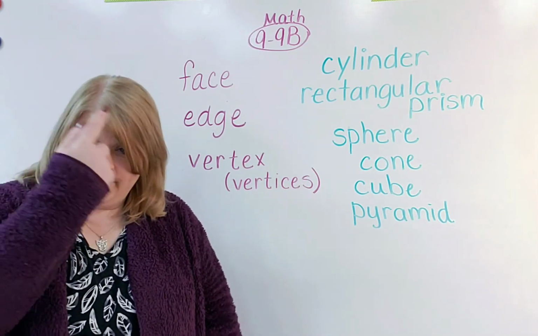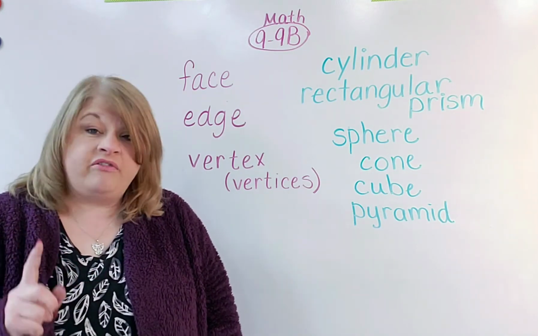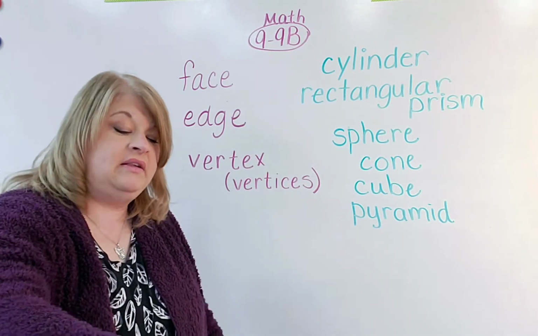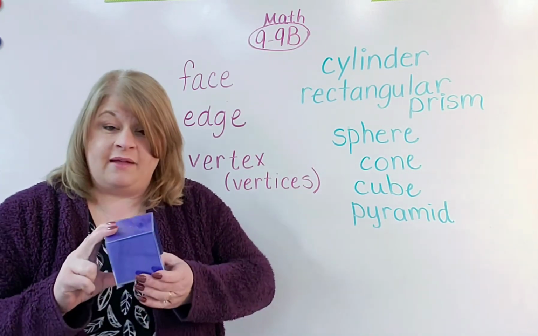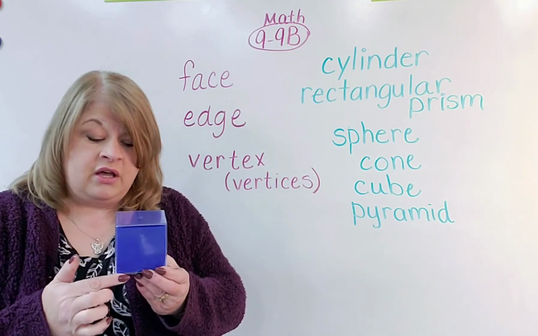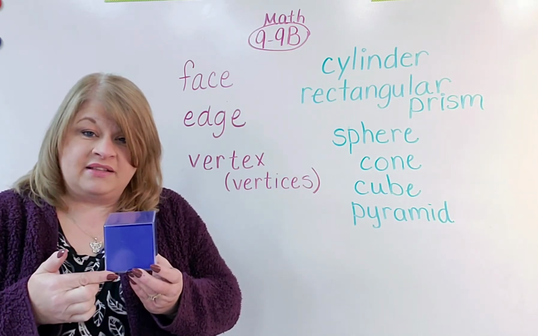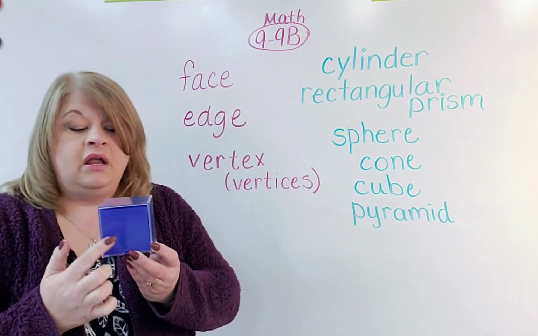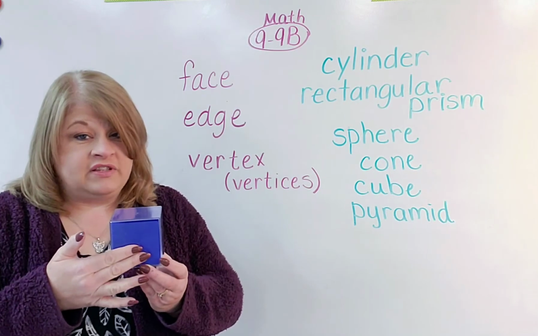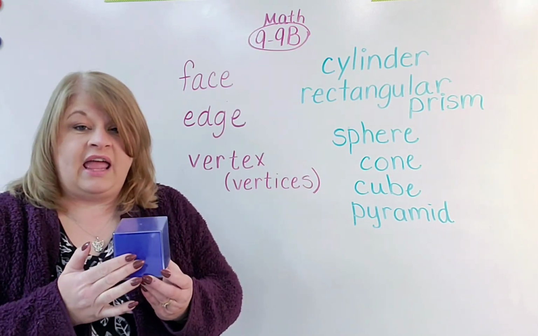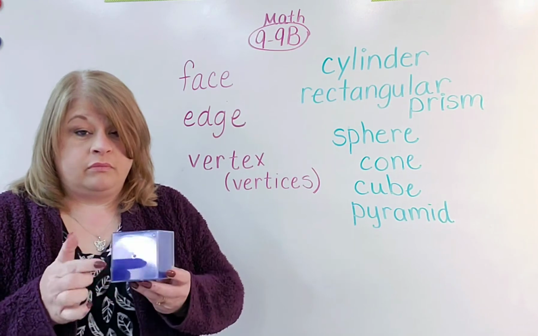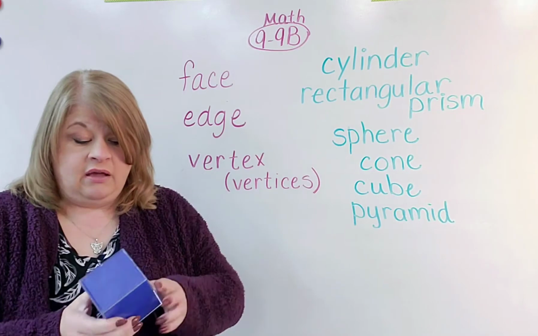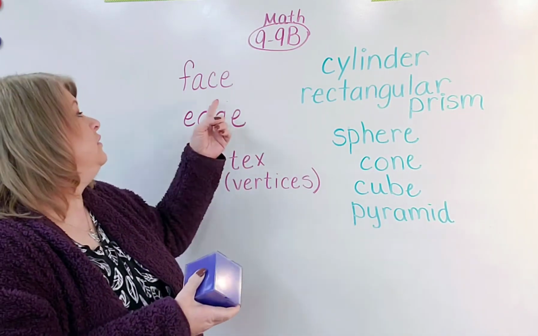A face. You can say, well, this is my face, right? But a face in geometry is a flat surface surrounded by line segments. Let's use our cube again. A flat surface surrounded by line segments. All right, there's a line segment. A line segment is part of a line. So this is a flat surface surrounded by line segments, so it is called a face. This is a face. Face, face, face, face. Okay, the flat surface is the face, right there.